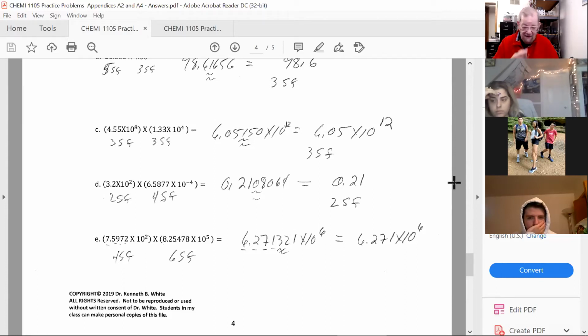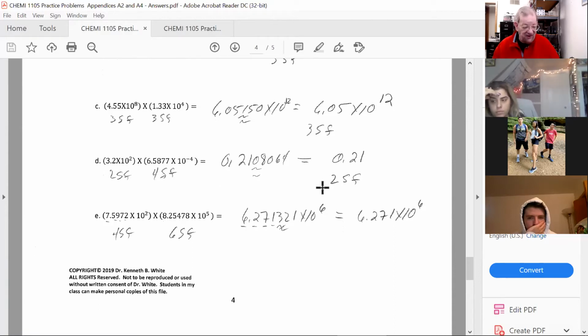All right. And the answer is keep the 6, keep the 2, keep the 7, keep the 1, keep the 3, drop the 2 because that's the one to round off. So the correct answer really should be here, 6.2713. Dr. White made a mistake. I do that. At least I try and catch it.